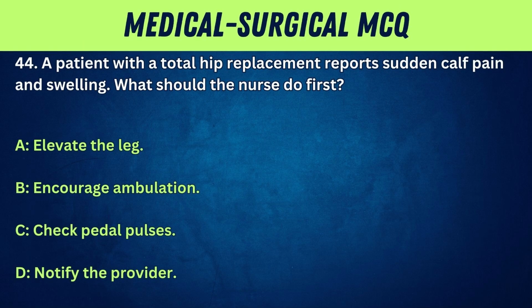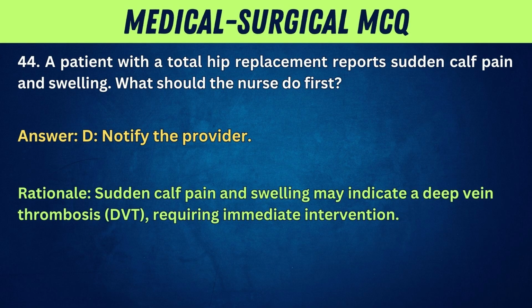44. A patient with a total hip replacement reports sudden calf pain and swelling. What should the nurse do first? A. Elevate the leg. B. Encourage ambulation. C. Check pedal pulses. D. Notify the provider. Answer: D. Notify the provider. Rationale: sudden calf pain and swelling may indicate a deep vein thrombosis, DVT, requiring immediate intervention.